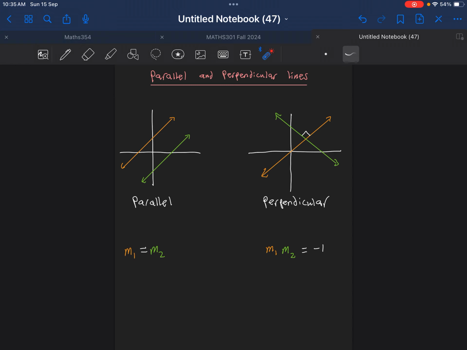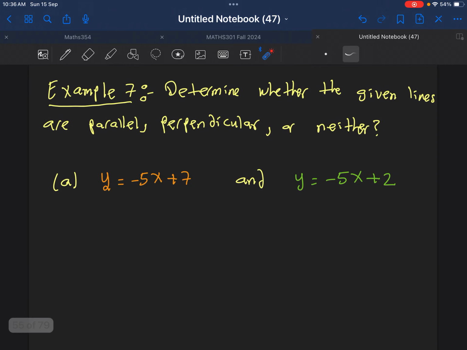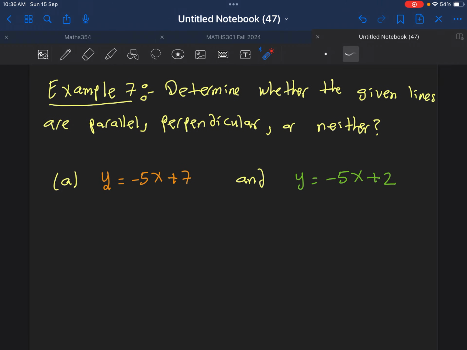Let's see a couple of examples of how we can check if they are parallel or perpendicular, and it also will give us more information on how we deal with equations of lines. Example number 7: determine whether the given lines are parallel or perpendicular or neither. As a solution, we need to find the slope for each one.